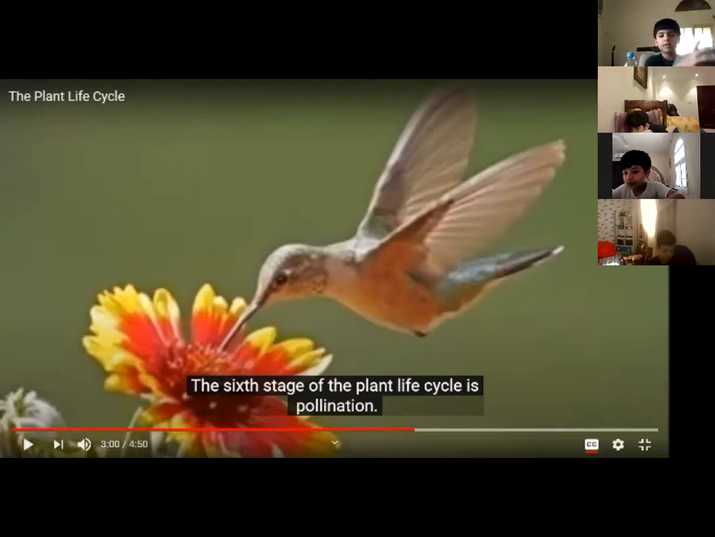Can you check your sheet? What is pollination? Do you have your hard copy of the science sheet? Science sheet.